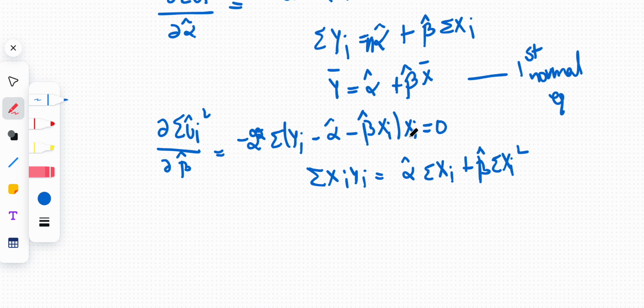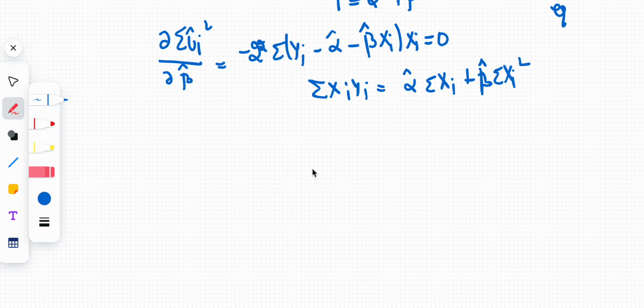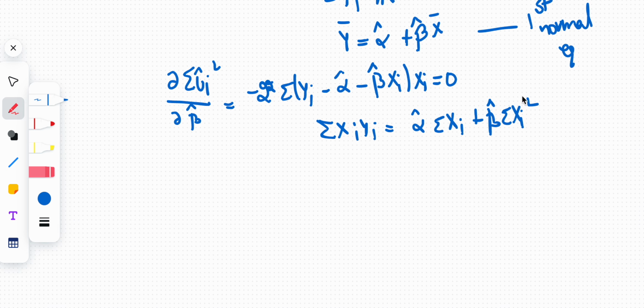Wait, I'm looking for something. Wait for a second, stay with me. Yeah, so right with this, yeah. Now what I will do is I'll take this to be my second equation.